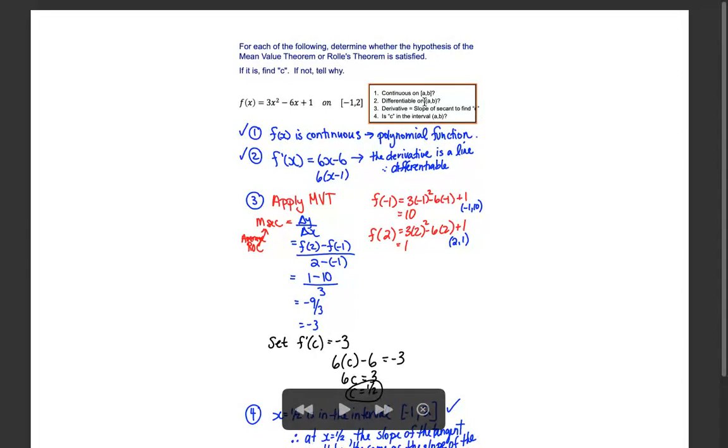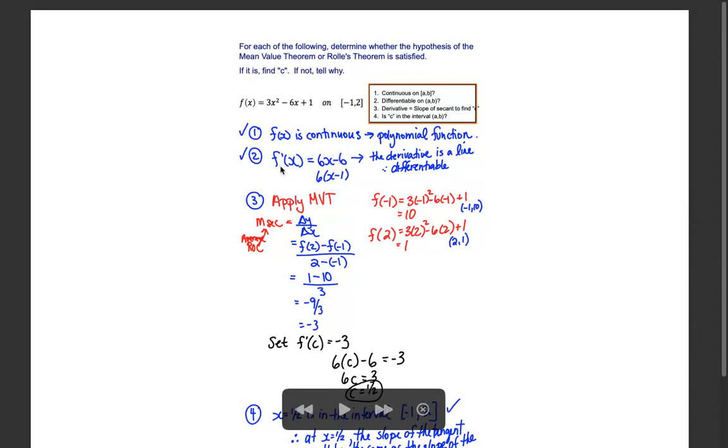So I'm going to check off that it does satisfy the condition that it is continuous on the closed interval between -1 and 2. And then I'm just going to find the derivative. So the derivative of this, f prime at x, is equal to 6x minus 6. And again, I know that this polynomial function is going to be differentiable on that interval as well.